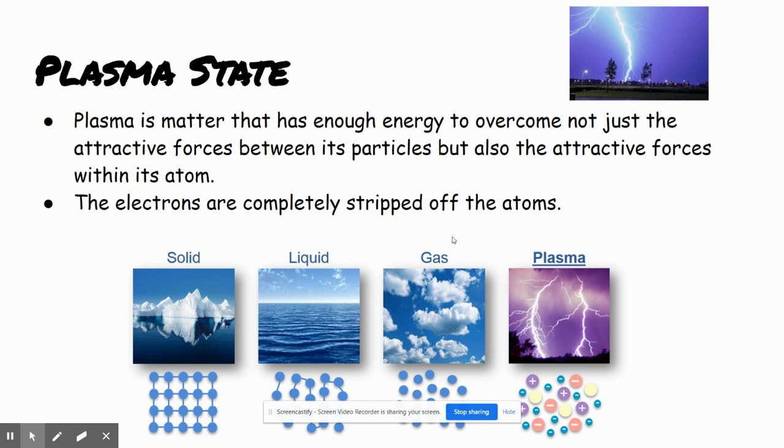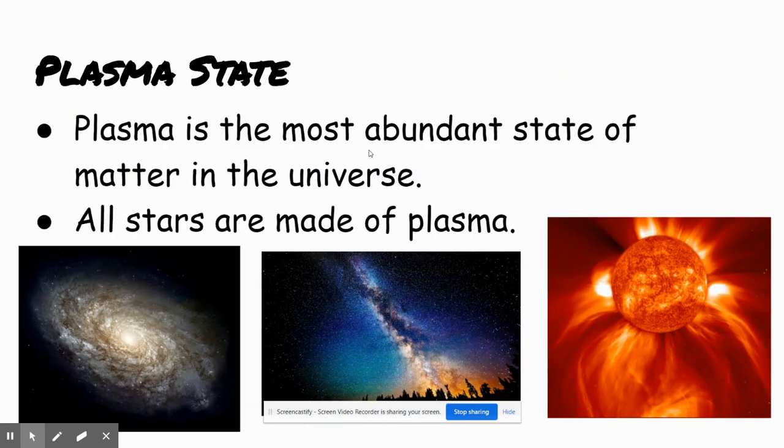And plasma is a little harder to study. You'll see it in lightning and in the sun. Plasma is where the internal forces of the atom, the attractive forces of the atom, are overcome by the amount of energy it has. So plasma is the most abundant state of matter in the universe because all stars are made of plasma.